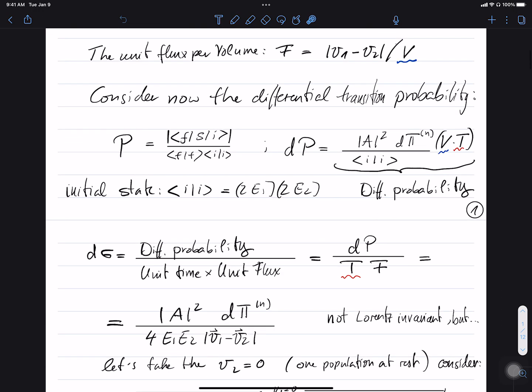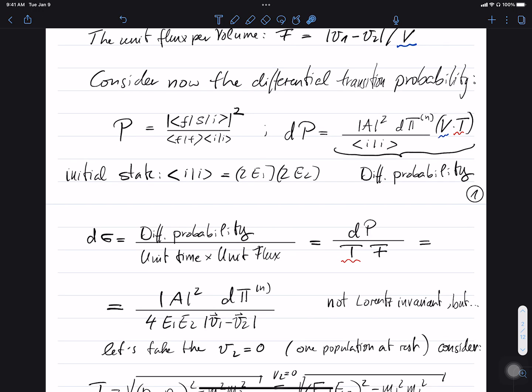Now consider the differential transition probability. Remember, we had defined the transition probability as the square of the amplitude, so the sandwich between final and initial states of the scattering matrix squared, divided by the normalization of the initial states and final states. And then for the differential probability, we have the differential that is also summed over the phase space volume of the final state particles. So this was the expression we derived last time for this differential probability for an interaction.